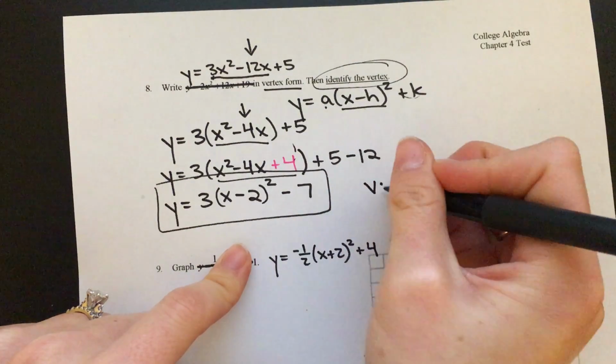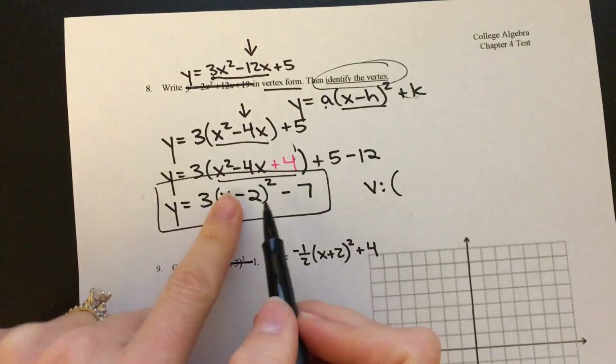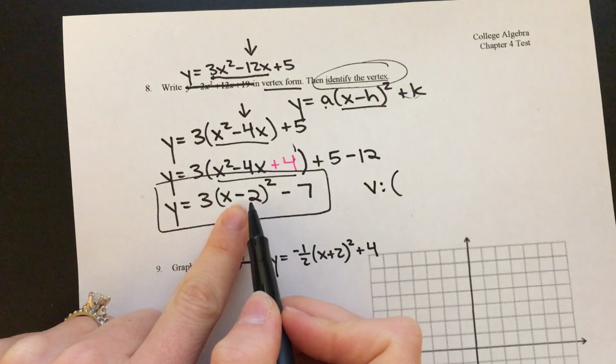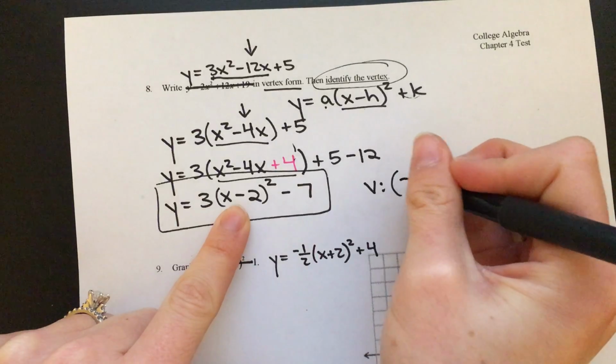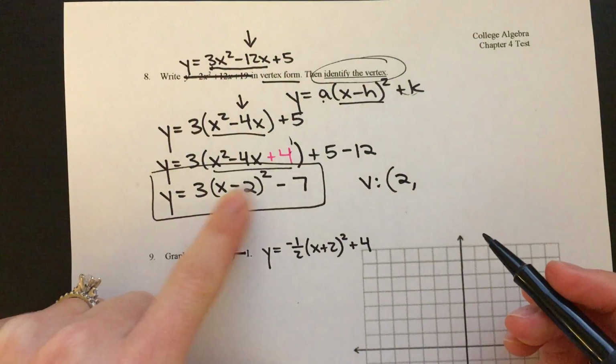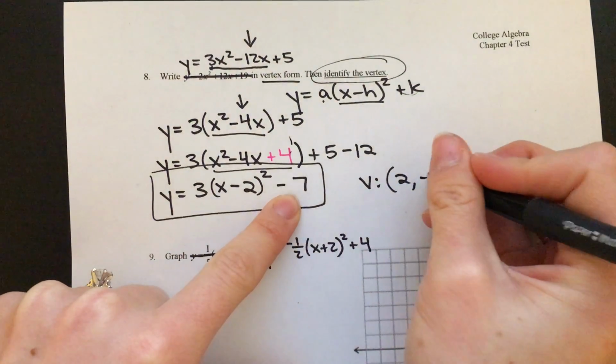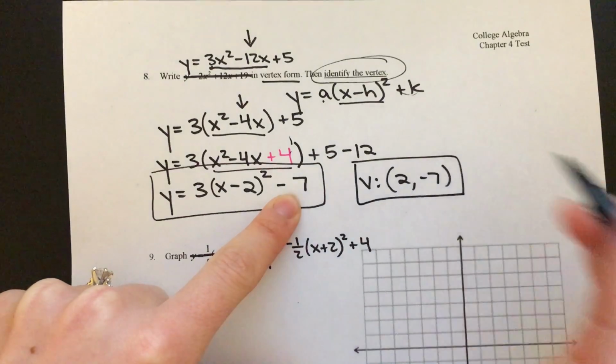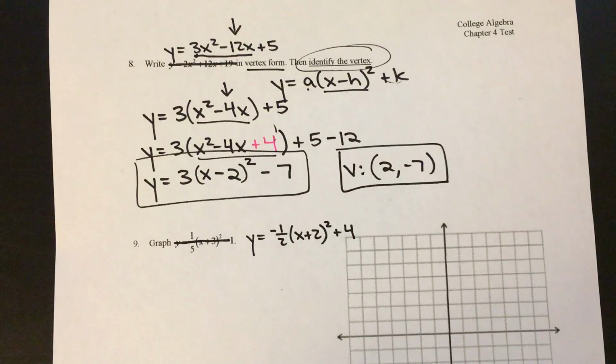So the vertex is just an ordered pair. And it's always, for x, the opposite of what you see right here. So instead of a -2, it's a +2. And then for y, it's always the number that you see right here. So that would be a -7. So don't forget to identify the vertex as well. That'll lose you a couple points if you don't.